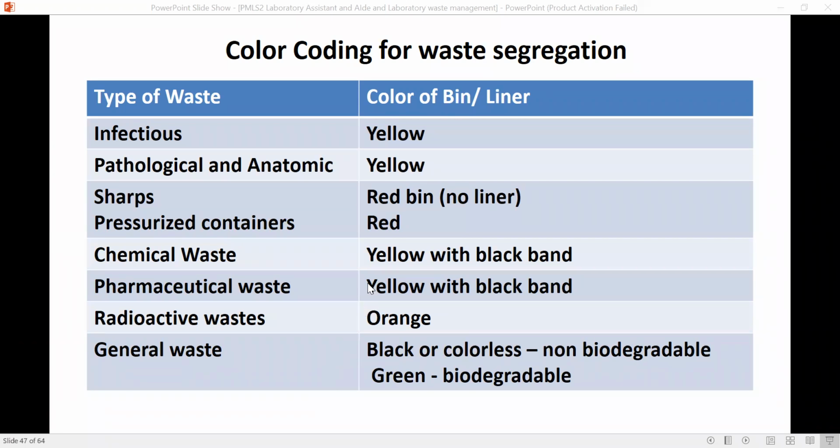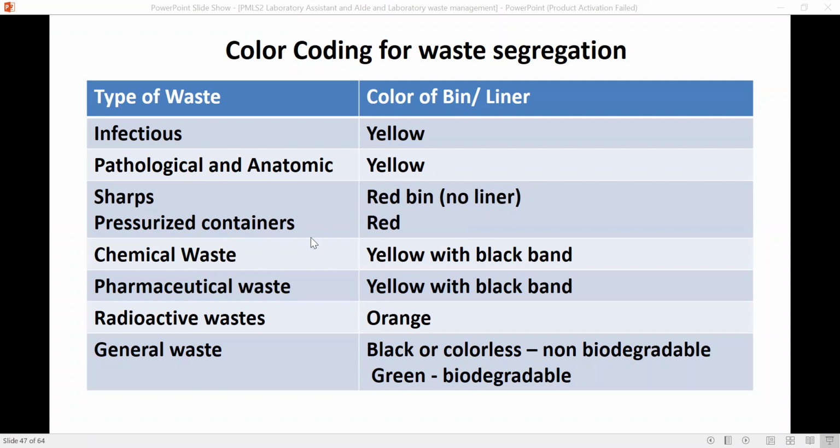And then, pag yan ay sharps, pressurized containers, red. Pag sharps, syempre, red bin, no? Walang liner yan. Sharps yan, pwedeng matusok. Yung liner mo, ano naman ang gamit ng liner na yan? So yung container mo mismo yung red.